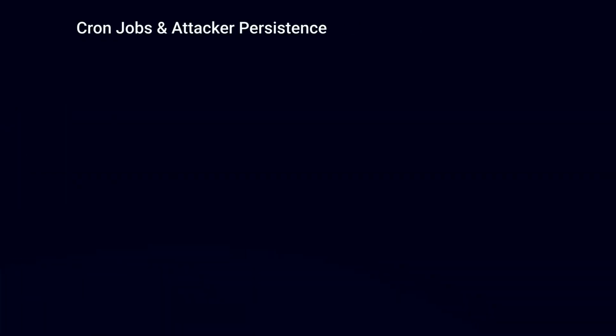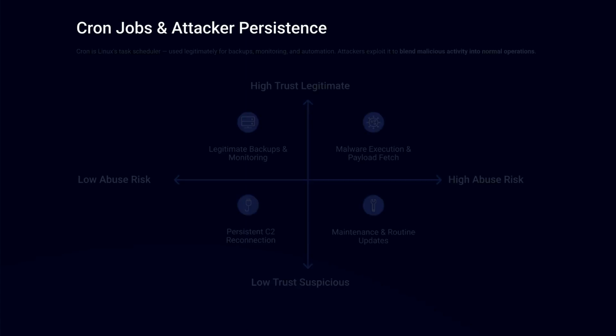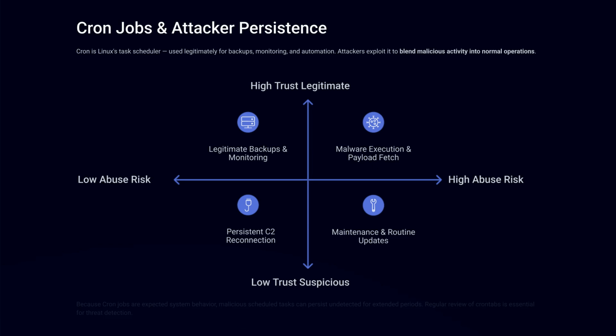Cron is Linux's task scheduler, used legitimately for automation. Attackers exploit cron jobs for persistence, blending malicious activity into normal operations. Since cron jobs are expected behavior, regular review of crontabs is crucial for detecting scheduled malicious tasks.